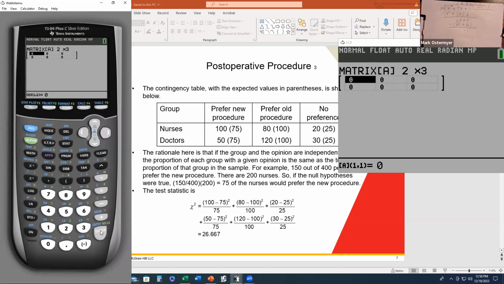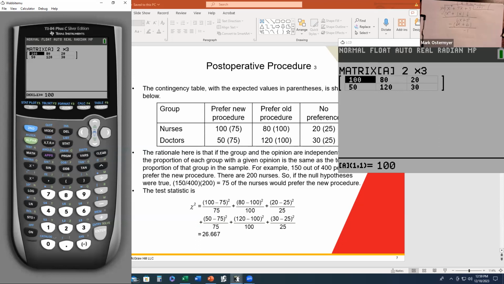It gives us 6 cells that need to be populated with the observed frequencies. So the 1-1 observed frequency is 100 from our contingency table. Enter. The 1-2 observed frequency is 80. Enter. The 1-3 observed frequency is 20. Enter. The 2-1 observed frequency is 50. The 2-2 observed frequency is 120. And the 2-3 observed frequency is 30. So now I've loaded up my 2x3 matrix with all my observed frequencies that we extracted from the contingency table of the data that we collected from the field.